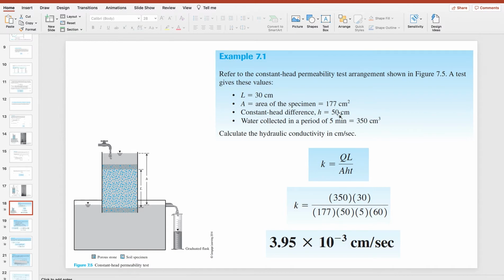What is our length? 30 centimeter. Then we have the area of 177, then the head of 50, and the time of 60 seconds per 1 minute. Here it is directly substituted. So 350 divided by 5, then converted to seconds. Therefore, the hydraulic conductivity is 3.95 times 10 raised to negative 3 centimeter per second.